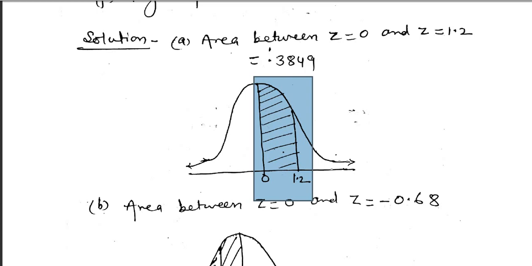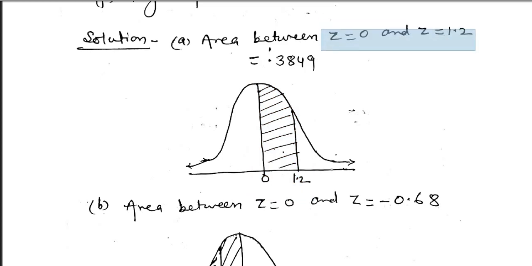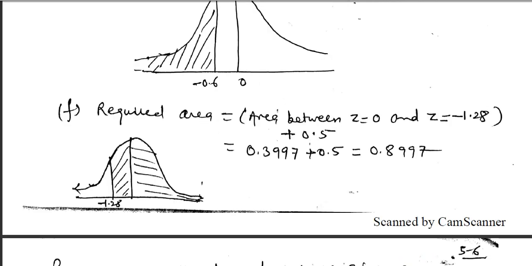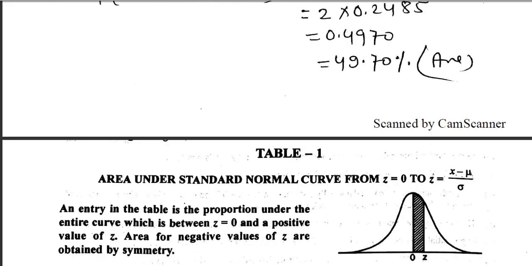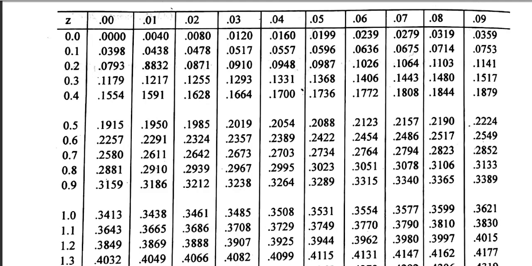So here, now we are going to the standard normal variate table to see how we calculate this. z is equal to 1.2 gives 0.3849. Just a minute, we are just going to the table. This is the table.